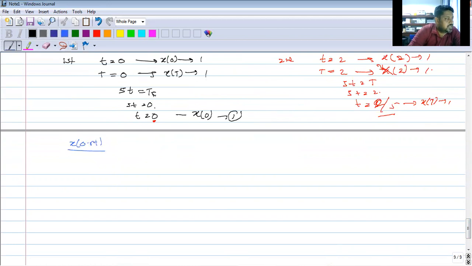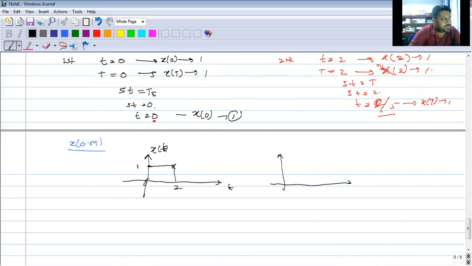Okay, so in the same manner I will draw the original signal. So this is 1 and it is 0 and 2. Okay, so this is a square function. Okay, so this is x(t). So now you want to draw x(0.5t). Okay, let's take 0.5t as capital T. And here it is capital T.